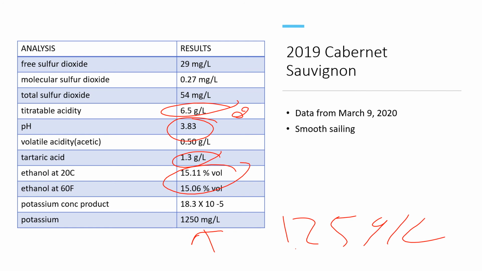So either way, though, we're in smooth sailing. This is like the opposite of what we were dealing with the Tempranillo. Not a lot of intervention required here. Basically, everything just fell in line.